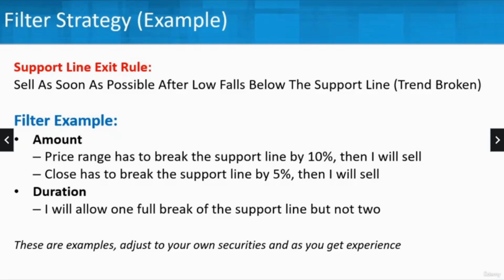And again, these are examples, adjust to your own securities and as you gain experience and what you feel comfortable with too. But the idea is I'm not following the hard and fast rule of the line was broken, I sell. I'm putting some filters or modifiers to it to allow me to stay in a little bit longer, put a little bit more at risk, because I'm taking a little more risk around that rule, but I'm also trying to filter out a false breakout is what I'm trying to do here.